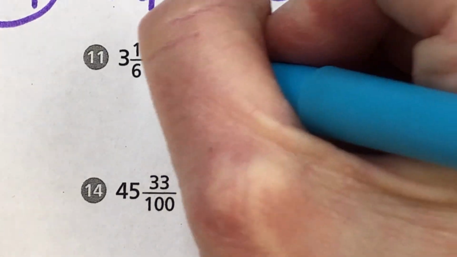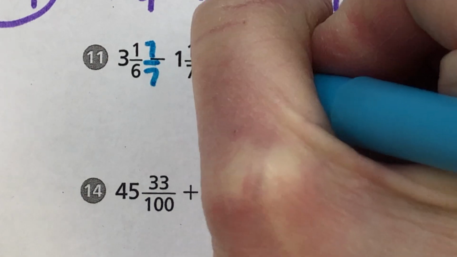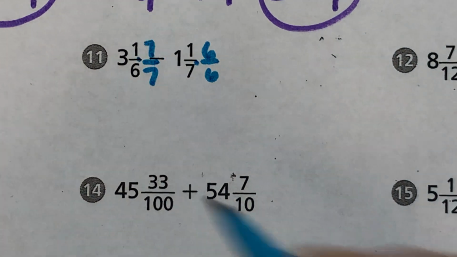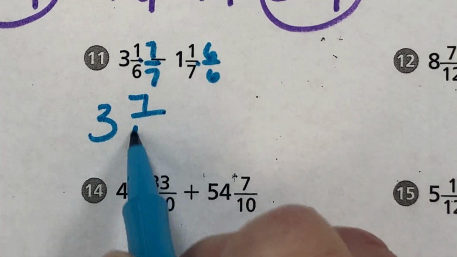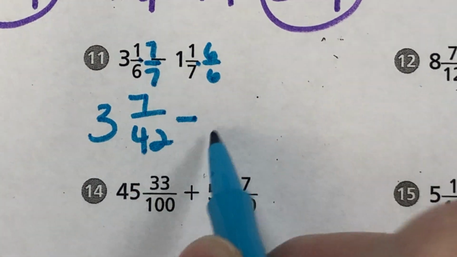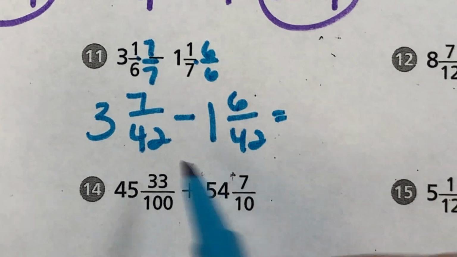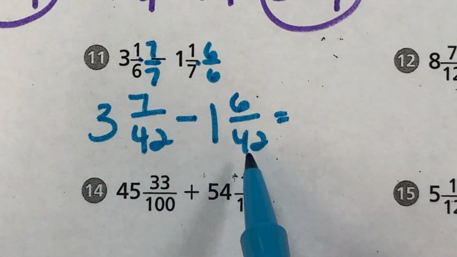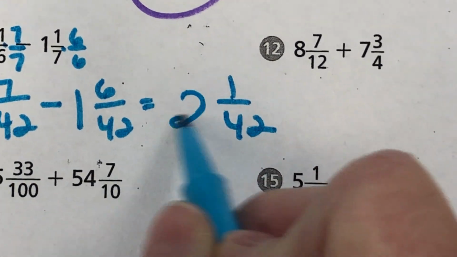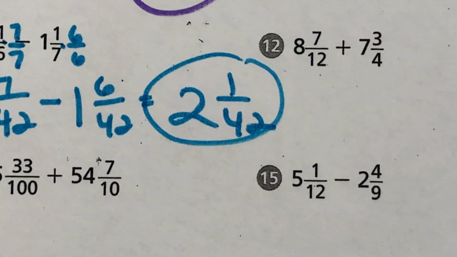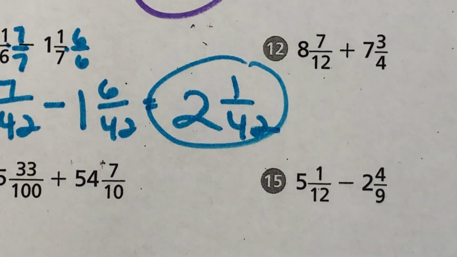So that means I need to multiply 1/6 by 7 over 7 and 1/7 by 6 over 6 to get our new fractions. So this would be 3 and 1 times 7 is 7 over 42, minus my 1 stays. 6 times 1 is 6 and 7 times 6 is 42. So 7 over 42 minus 6 over 42, that is 1 over 42. And 3 minus 1 is 2. So we have 2 and 1 over 42. And that is simplest form.